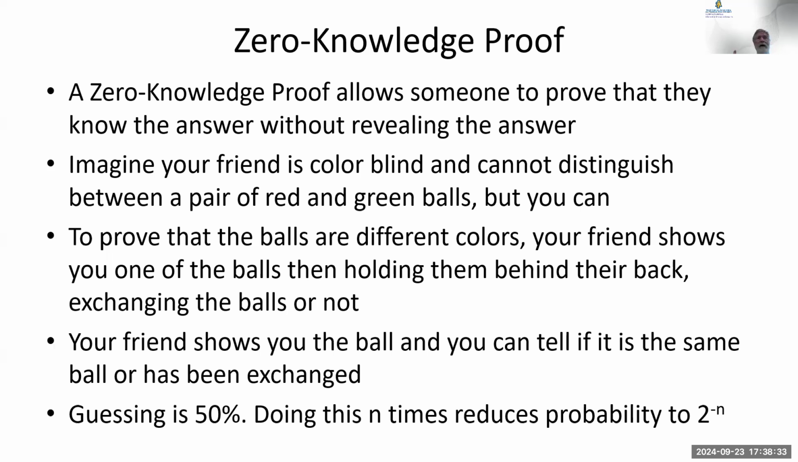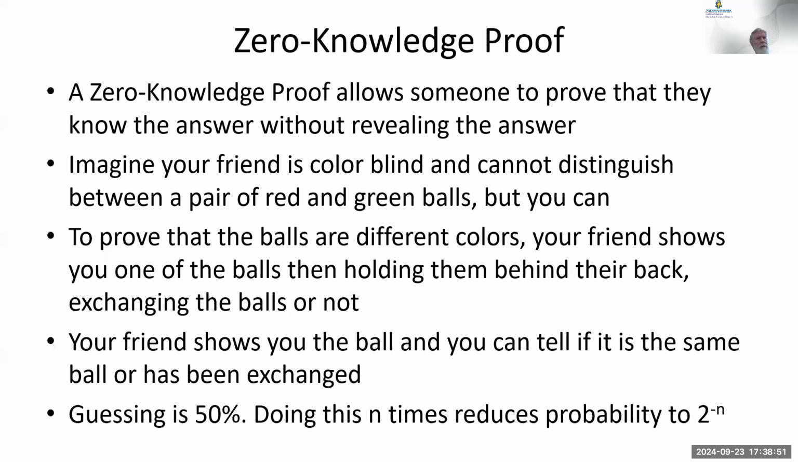They know what they did. They bring out the next ball and you can say, well, yes, that's red or it's green, whatever color you can see. Now, of course, they could guess. If you just say red or green, you have a 50-50 chance of guessing correctly.